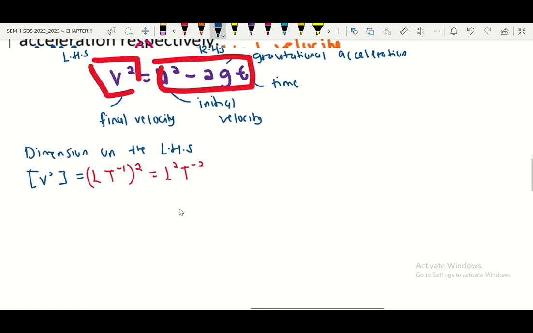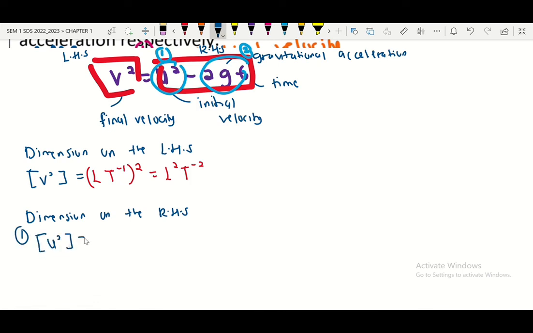Okay, sekarang Miss akan cari dimension on the right hand side. Kalau awak perasan, right hand side ni ada dua. This one is the first one. And this one is the second one. So, bila ada dua, kita buat satu-satu. So, Miss akan buat yang pertama iaitu U squared. So, U ini adalah initial velocity. So, masih velocity. And the dimension untuk velocity adalah LT negative 1. Tapi disebabkan dia ada squared, so we squaredkan dia, kita akan dapat L squared T negative 2. Okay, mari buat yang kedua. Yang kedua adalah 2GT.